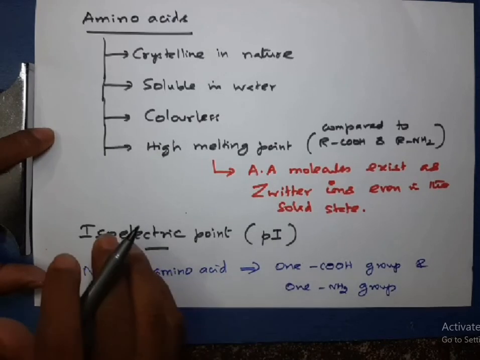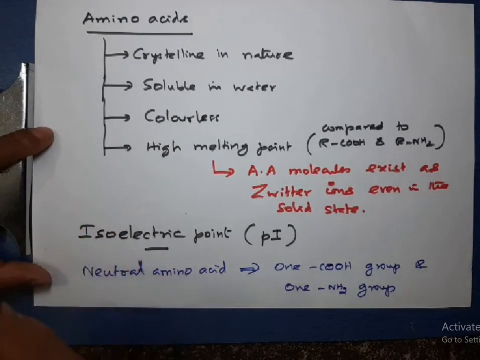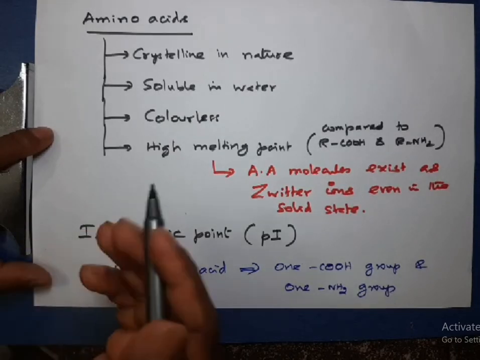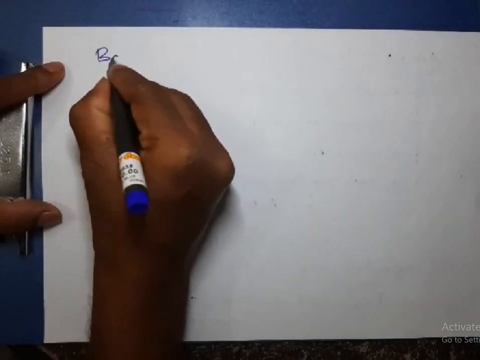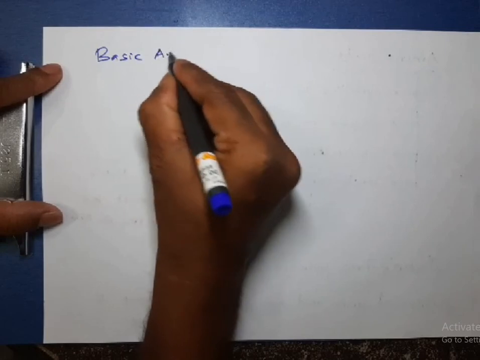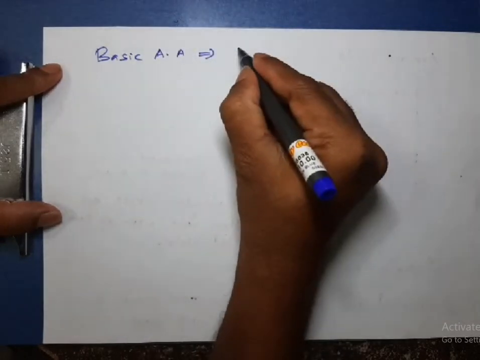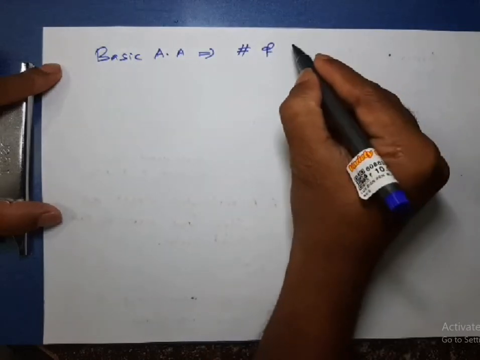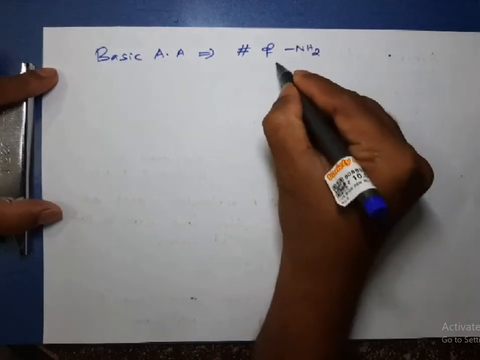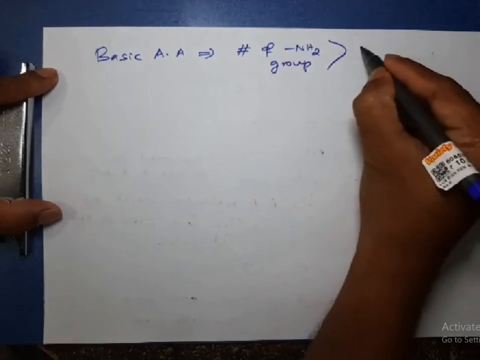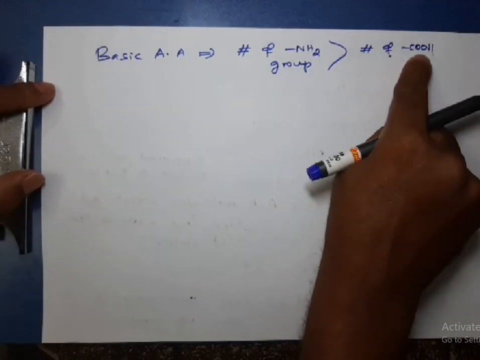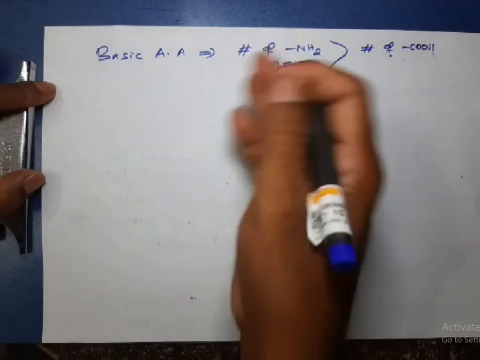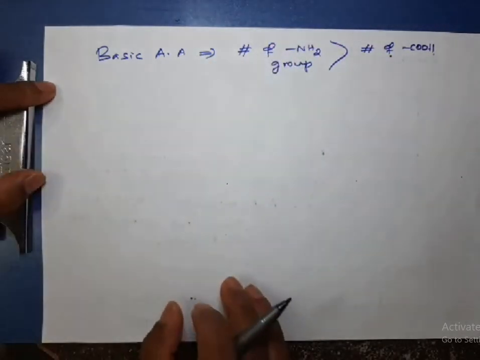What is meant by a basic amino acid then? Basic amino acid means the number of amino groups, NH2 groups, is greater compared to the number of acid groups. Suppose an amino acid contains one COOH group and two or more amino groups, we call those amino acids basic amino acids.